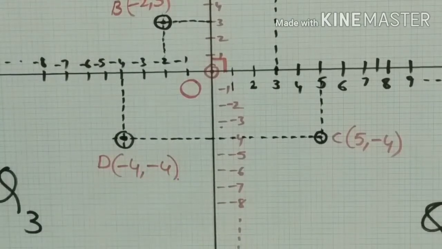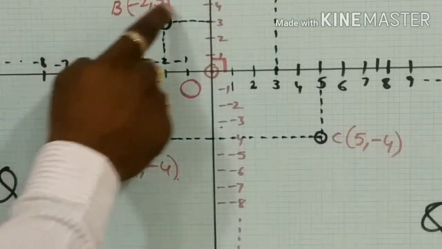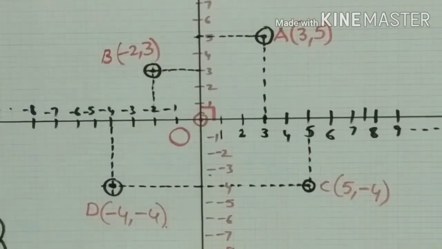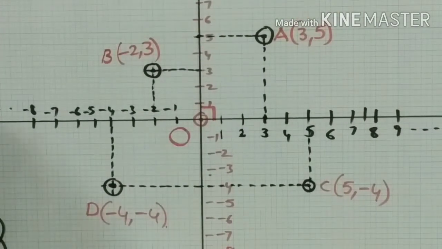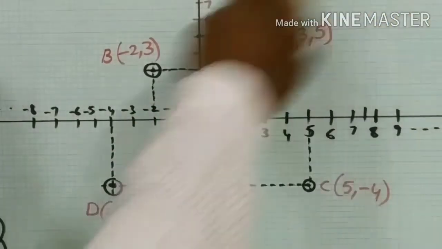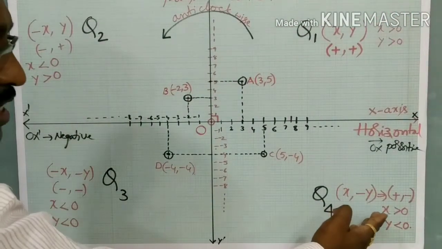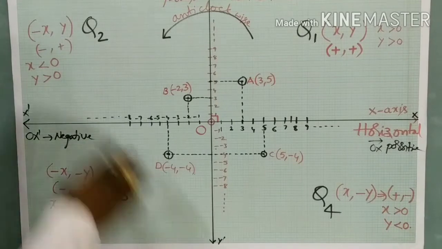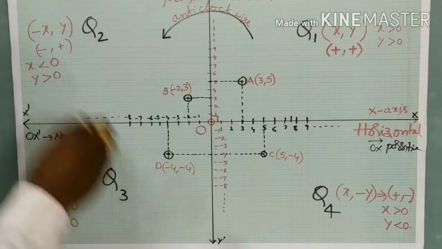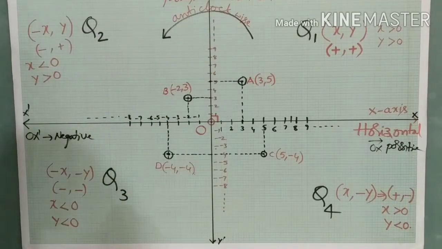So when you look at a point like (minus 2, 3) or (minus 4, minus 4), first you should find out in which quadrant it will be located. Based on this rule, (plus, plus), (minus, plus), both are negative, and here the first one is plus and the second one is negative. By using this, you should locate a point on a Cartesian plane.